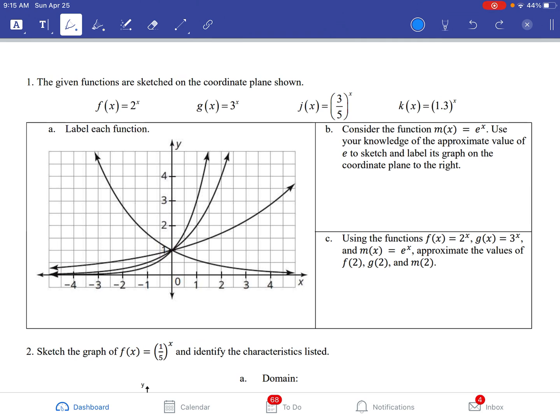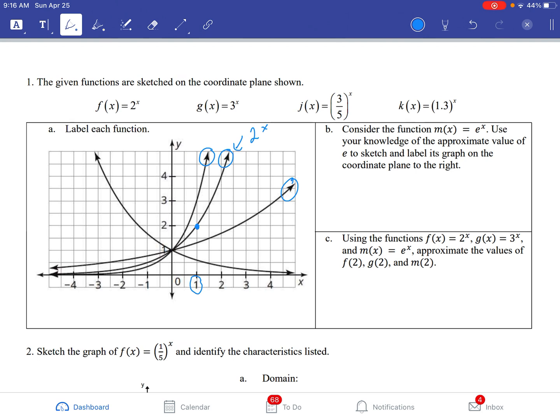All right, so the first one, we have f of x equals 2 to the x. So we want to know which function of this is going to be, which line is going to be 2 to the x. So we're looking for one of the growth functions, so it's going to be 1, 2, or 3. Those are the ones that are going up. We can find out the right one because if x is 1, 2 to the first power will be 2, so it's going to be right there. So this graph right in the middle is 2 to the x.